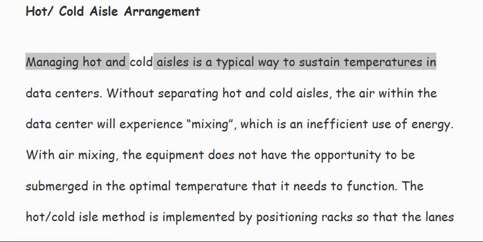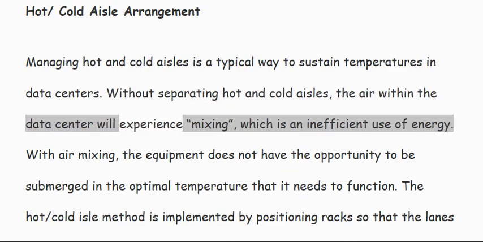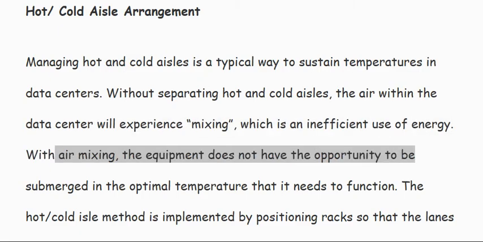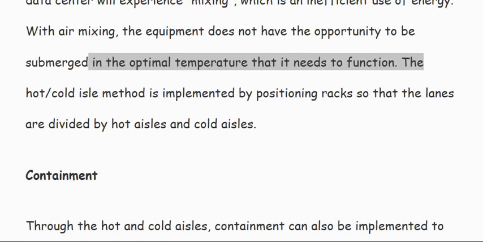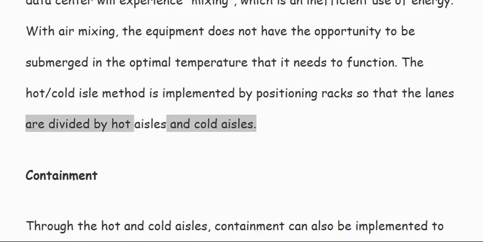Managing hot and cold aisles is a typical way to sustain temperatures in data centers. Without separating hot and cold aisles, the air within the data center will experience mixing, which is an inefficient use of energy. With air mixing, the equipment does not have the opportunity to be submerged in the optimal temperature that it needs to function. The hot-cold aisle method is implemented by positioning racks so that the lanes are divided by hot aisles and cold aisles.